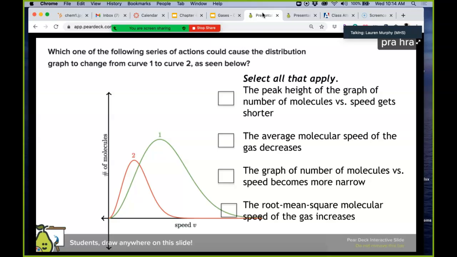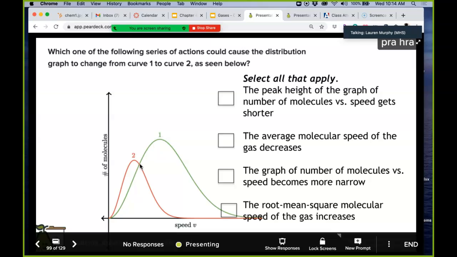So let's talk about all things that will apply. Is the peak height of the graph of number of molecules versus speed get shorter? Is that true? Does the peak go from 1 to 2, does it get shorter? Yes, it does. Okay. The average molecular speed of the gas decreases. Is the speed decreasing? Yep. Okay, look at the curve shifted from 1 to 2. My speed is definitely slowing down. The graph of number of molecules versus speed becomes more narrow.